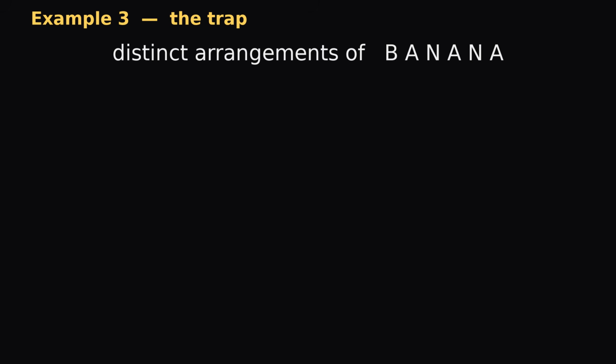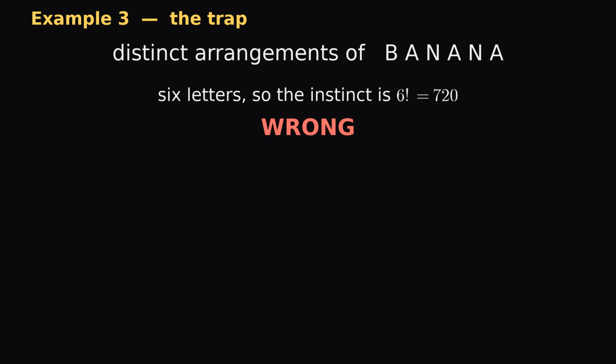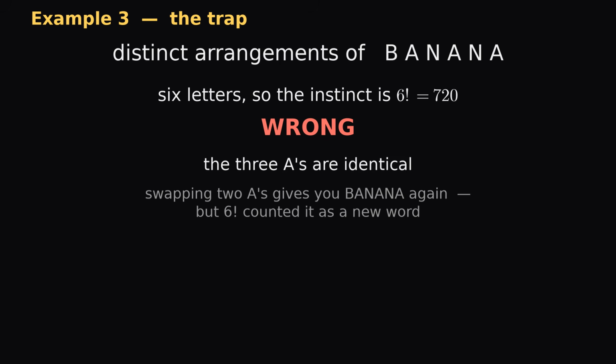Example 3. And this is the trap. How many distinct arrangements are there of the letters of the word banana? 6 letters, so the instinct is 6 factorial. 720. And that is wrong, because the 3 A's are identical. Swapping 2 A's does not give you a new word. It gives you banana again. But 6 factorial counted it as a new one.